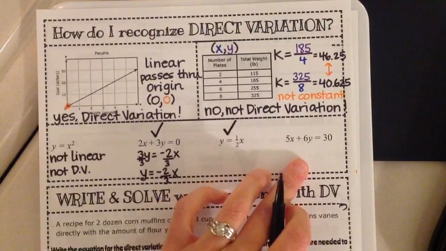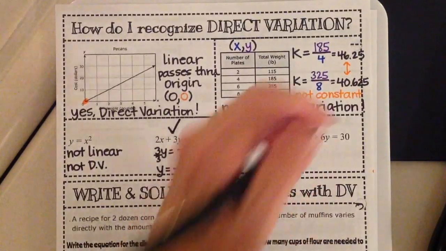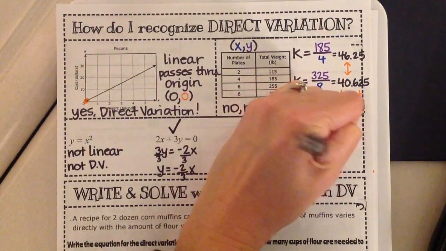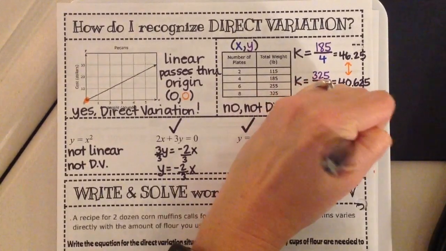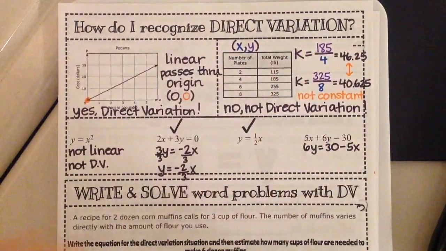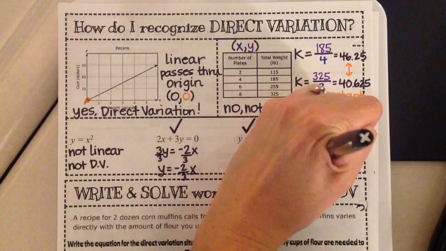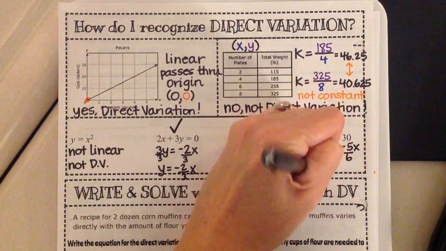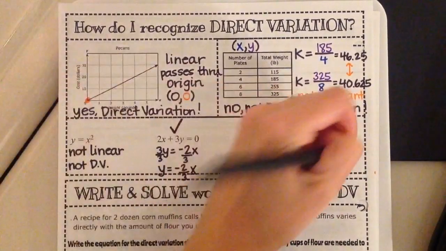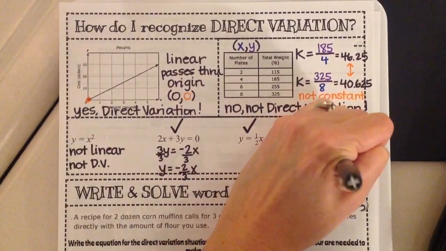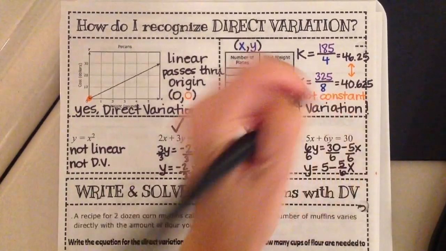All right, for the last equation, again, I'm going to have to rearrange. So I'm going to have 6y equals 30 minus 5x, because I'm going to subtract 5x from both sides, and I'm going to divide by 6 all the way across. I'm going to get y equals 5 minus 5/6 x.